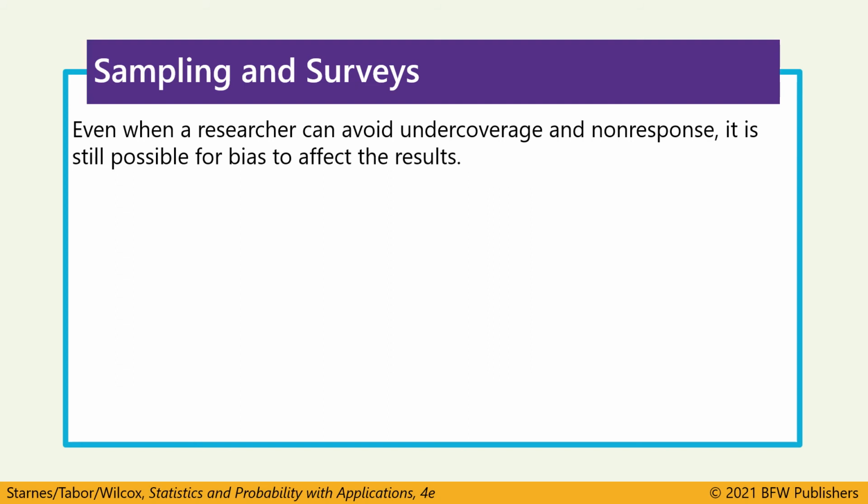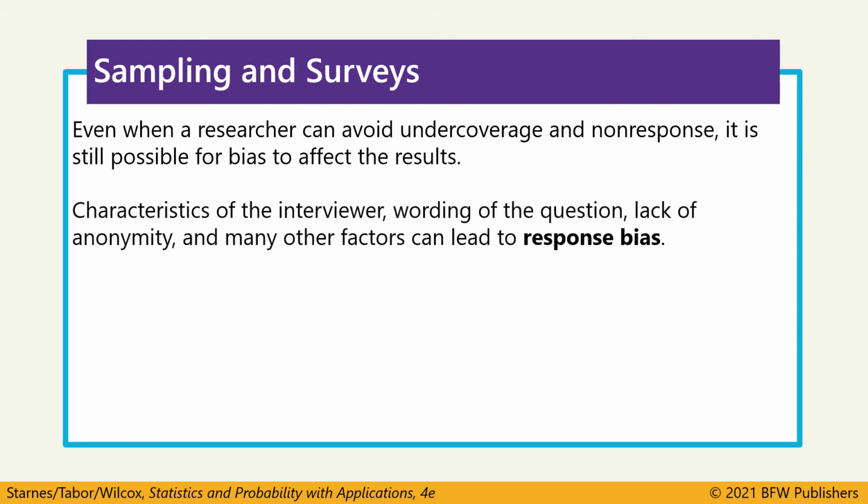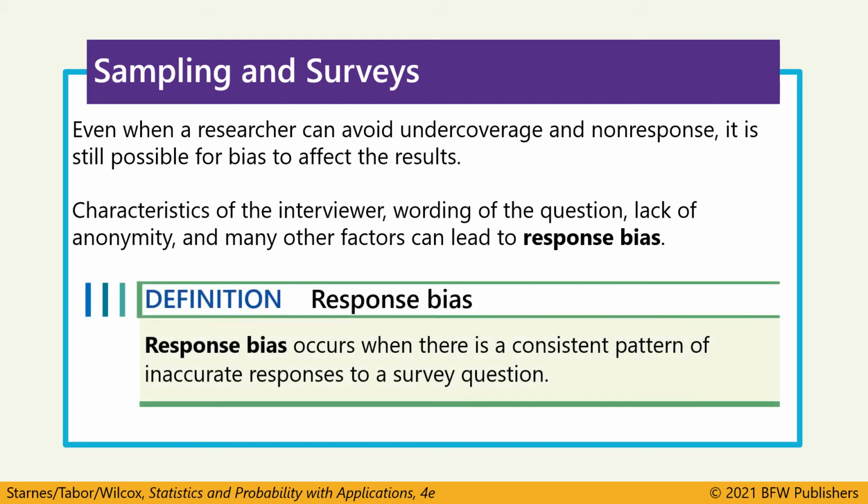We've covered a number of different biases at this point. Some of them happen when we're selecting our sample, namely convenience samples or voluntary response bias. Some of them happen when we're actually collecting our data, such as undercoverage and non-response. And then this last one happens when we're actually conducting the sample itself, doing the actual questioning. So characteristics of the interview, wording of the question, a lack of anonymity. There's a number of different factors that can lead to what's called a response bias. And this occurs when there's a consistent pattern of inaccurate responses based on the way that we're asking this question.